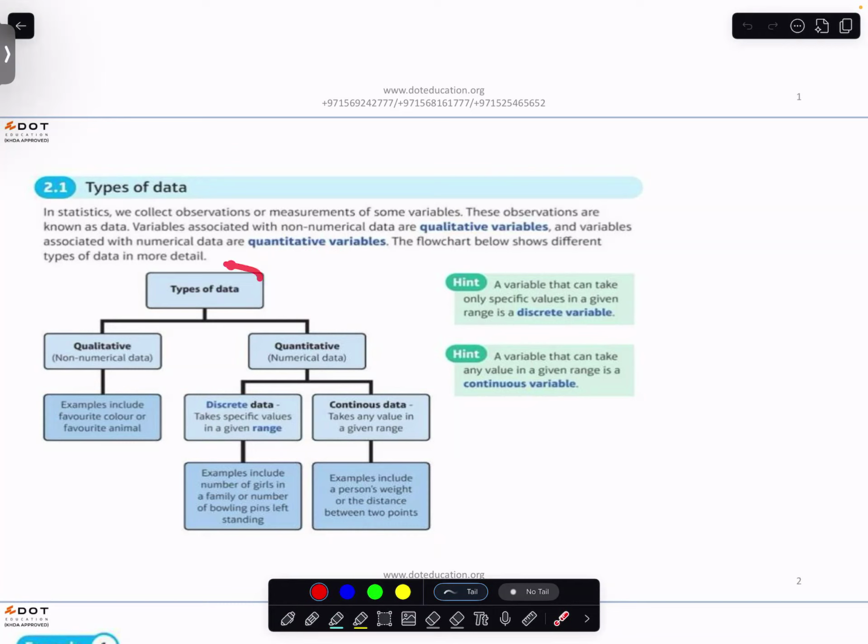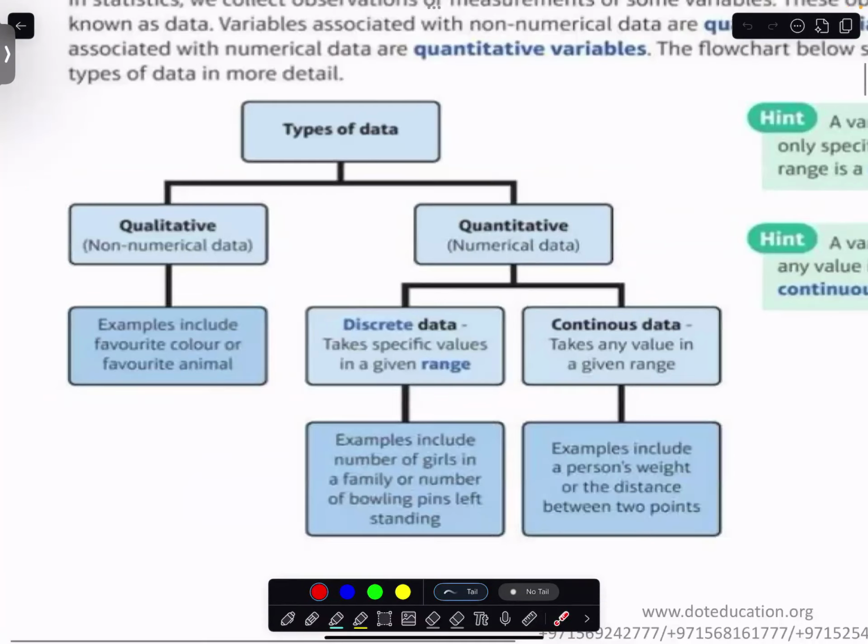So, your data is divided into two parts. One is your quantitative data, and one is your qualitative data. When I talk about quantitative data, it has something to do with numbers, numerical data. When I talk about qualitative data, it has non numerical data. Example, it could be the colors or your favorite animal.